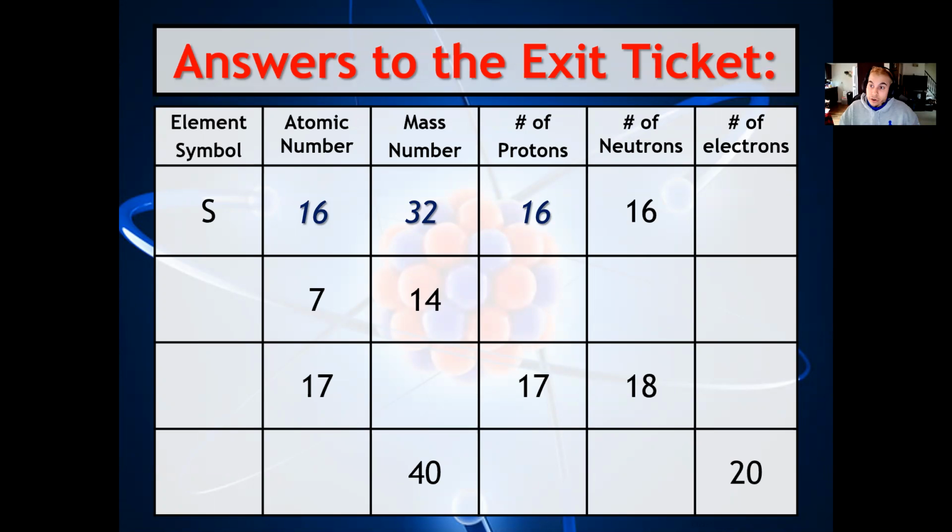Sulfur does not have a charge, and they already gave us the number of neutrons. But if you wanted to double check, remember the number of neutrons is the mass number minus the number of protons. So 32 minus 16 would be 16. And in a neutral atom, the atomic number equals the number of protons, which is going to equal the number of electrons. So we should have 16 here.